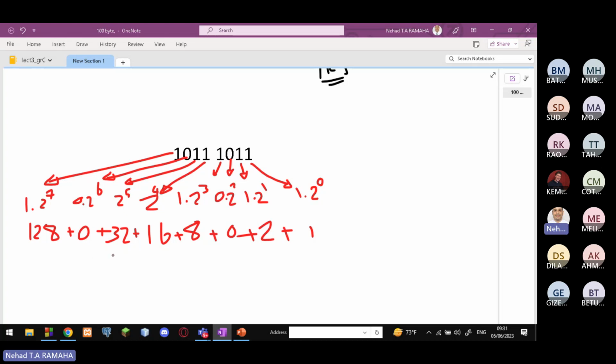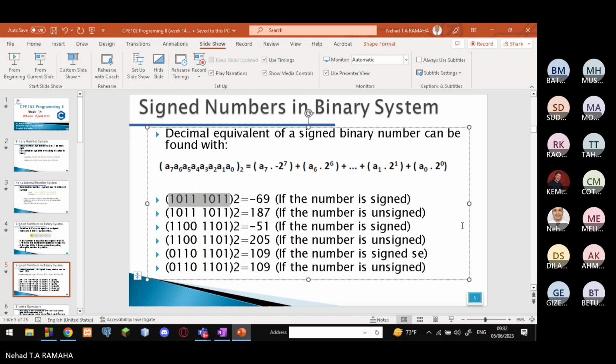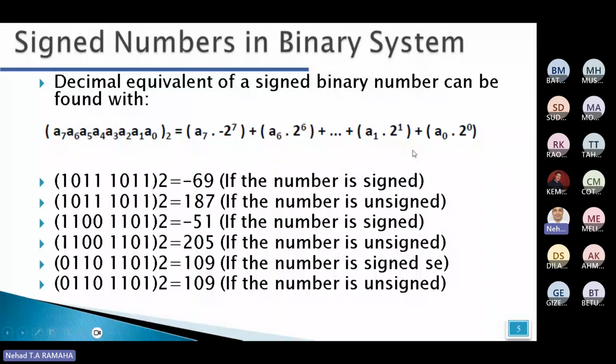As I remember, we have this one 59 plus this which is 128. So it's equal to 187. Okay. So this is the number 187 because it's unsigned. When it's signed, it's minus 69. Okay, same idea. You can try the other numbers.